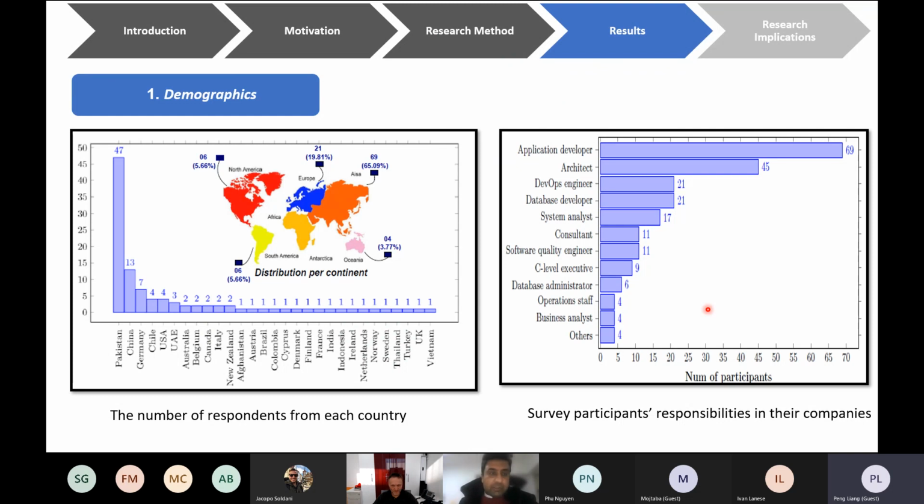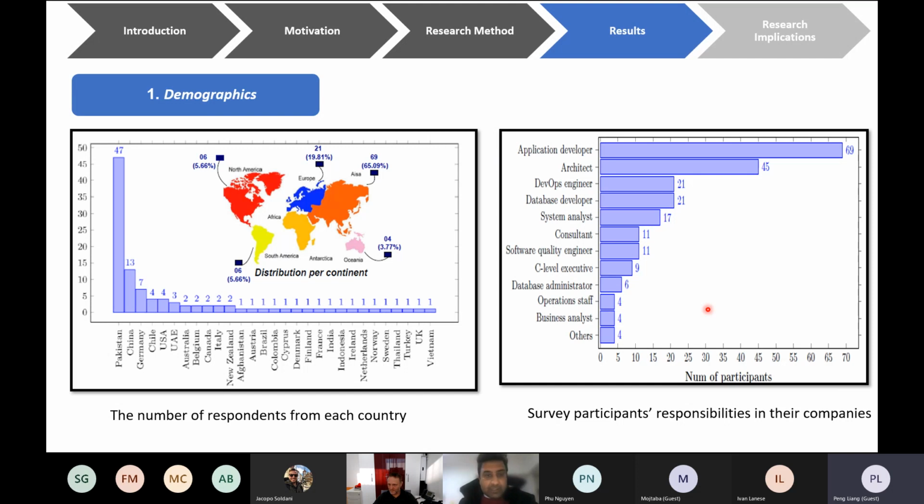We have distributed the survey results into four sections. First, we will present the demographics of the survey. Second, the design architecture, regarding the design. Third is regarding monitoring, and fourth is regarding the testing of microservices systems. Again, we only present the key findings and some of the research implications that can be explored further.